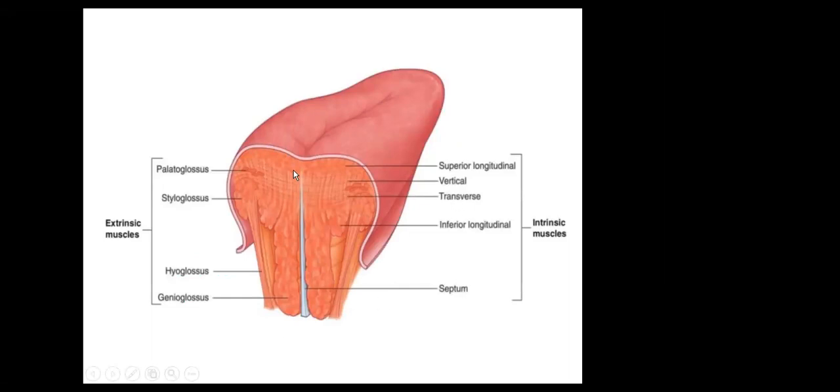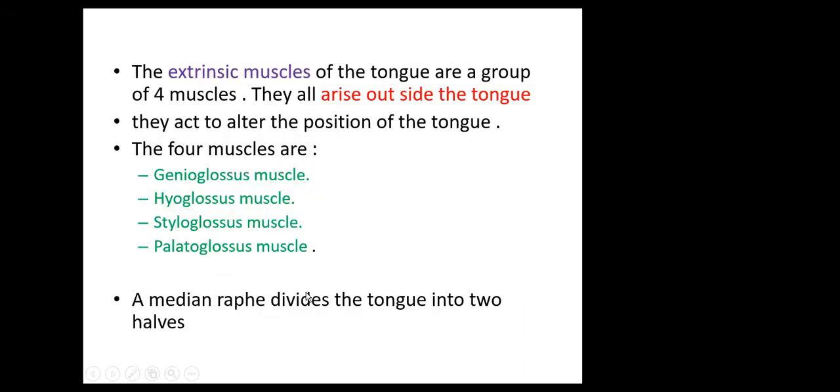And this is the septum, which divides the tongue into two halves. The extrinsic muscles of the tongue, which we will describe in detail, are a group of four muscles. They all arise outside the tongue. They act to alter the position of the tongue. The four muscles are genioglossus, hyoglossus, styloglossus, and palatoglossus.